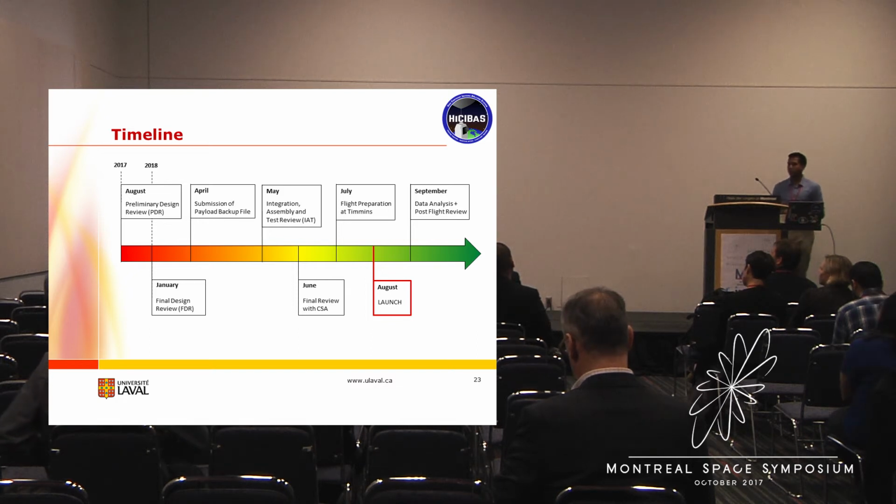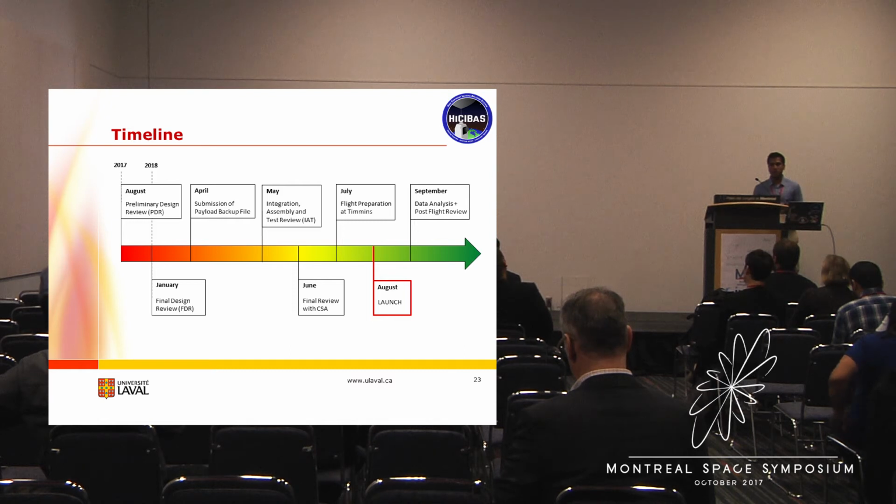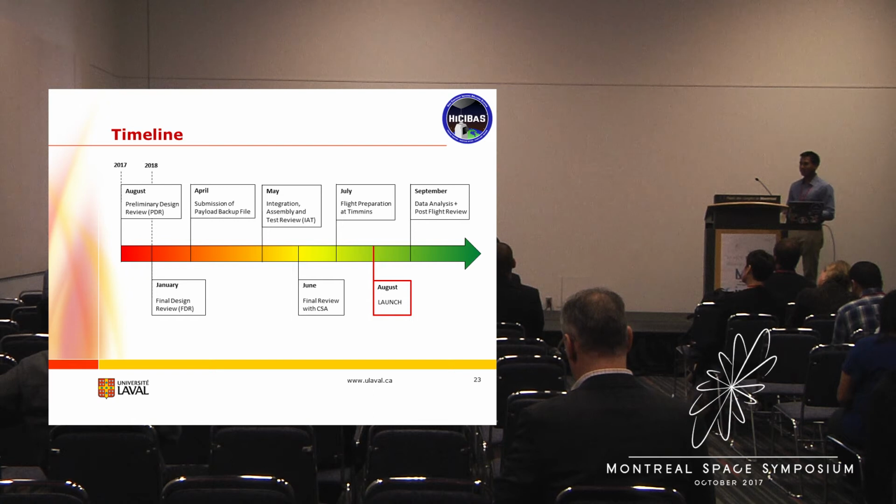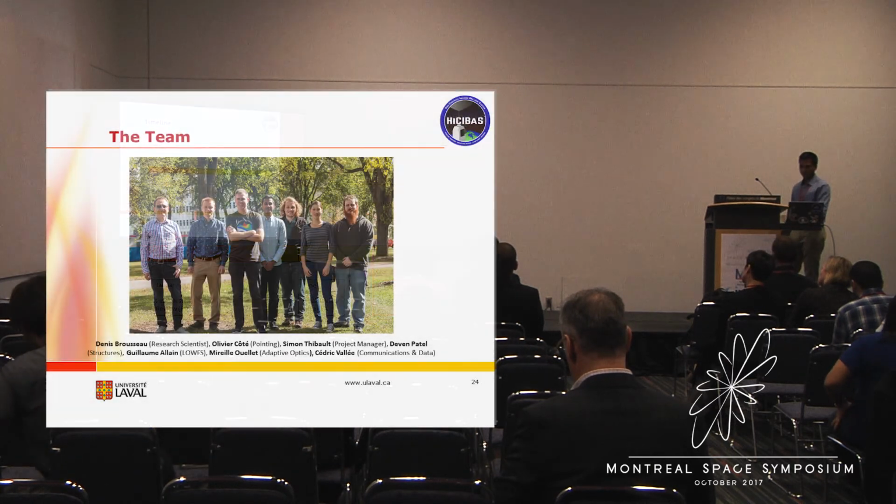To give you a timeline, we have a big milestone coming up in November, where we're going to be testing our low-order wavefront sensor at the Mont Mégantic Observatory. From here until December, we're going to be finalizing design and developing those ideas further. In January, we have our FDR, our final design review, and from then until about May, probably June to be honest, we're going to be working on the assembly and testing of those systems and components. From there, we go to Timmins a few weeks in advance, prepare, and then we launch in August of 2018.